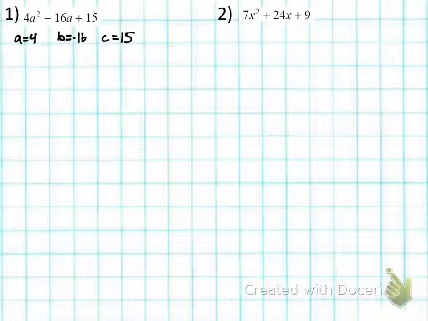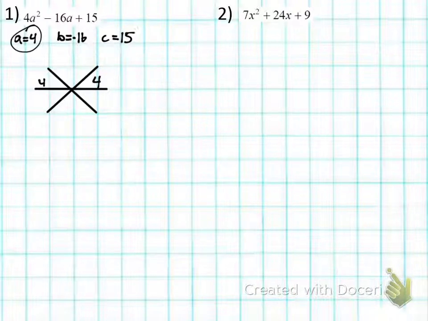Okay? So, once we have that, we start with our X box. And we put A on the top left, 4 and 4. Yesterday they were all 1 and 1, remember? So now we're going to have different numbers. It could be 1, it could be 4, it could be 3, 2, whatever it is. Top center is A times C, so we have to do 4 times 15, which is 60, okay? And we need to figure out what adds up to B, which is negative 16, okay?